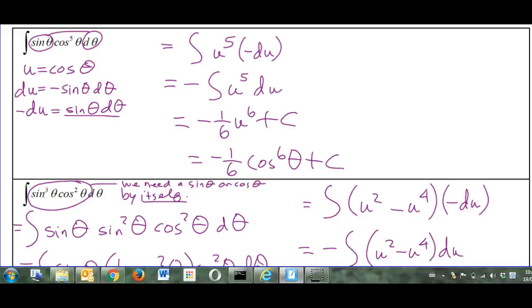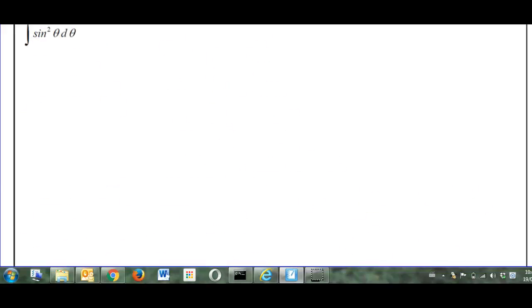Now, example 4. Okay, that was odd. This is even. What happens if you just have sine squared theta d theta? The problem is that we can't split out a sine theta, right? Because then u is sine theta, and du is cos theta, but I don't have a cos theta. All right, so I've got problems.